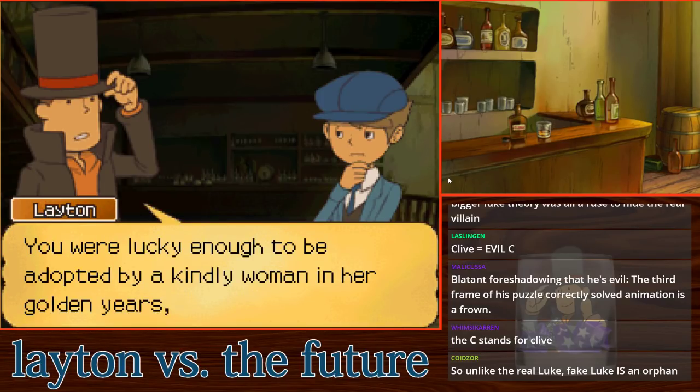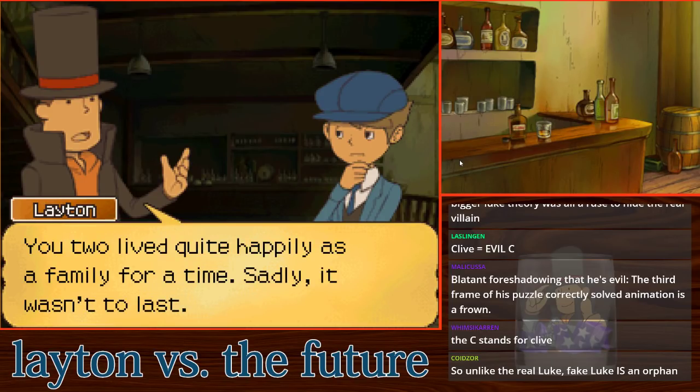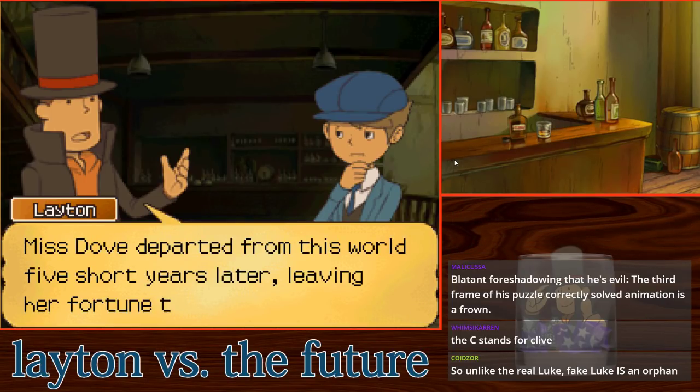You were lucky enough to be adopted by a kindly woman in her golden years, Constance Dove. Miss Dove's extreme kindness was matched in scale only by the enormous fortune she possessed. You two lived quite happily as a family for a time. Sadly, it wasn't to last. Miss Dove departed from this world 5 short years later, leaving her fortune to you.